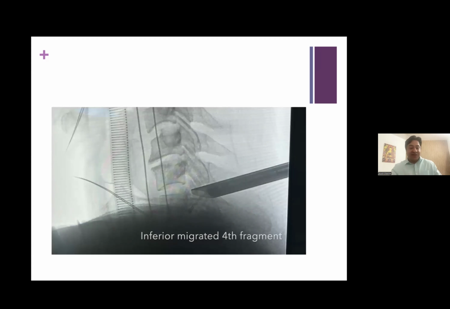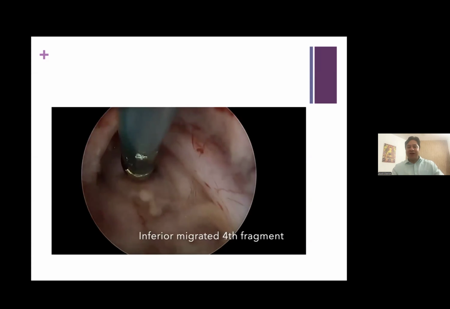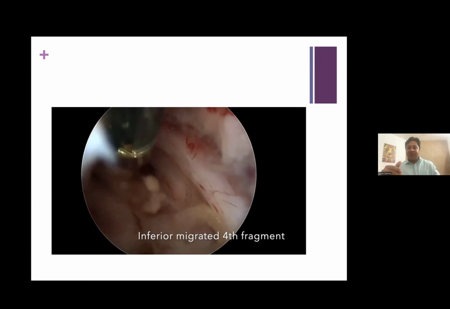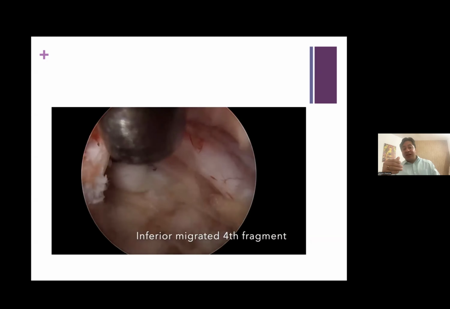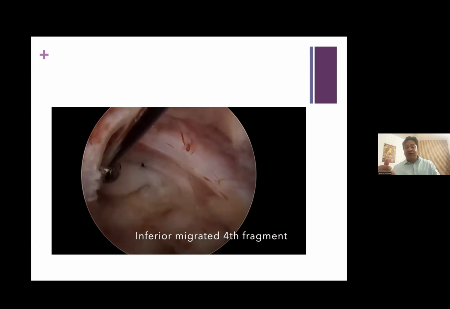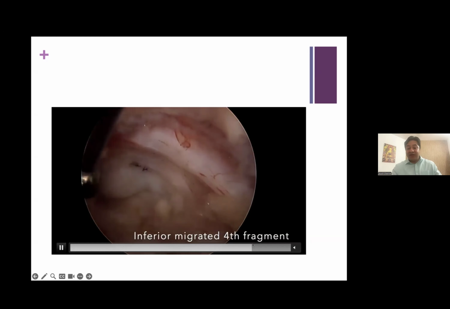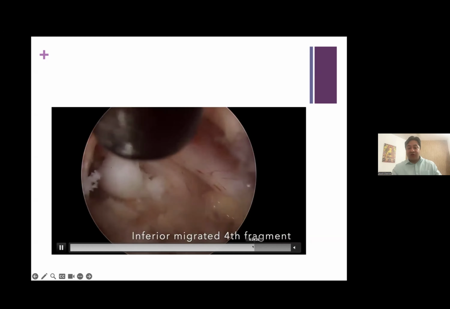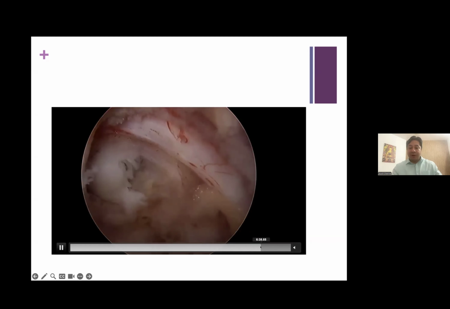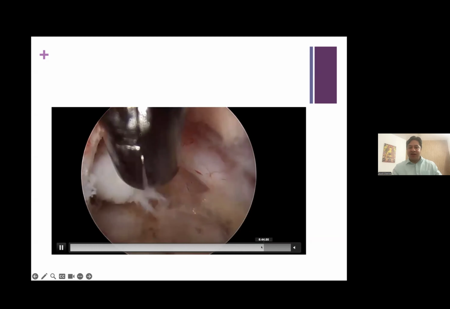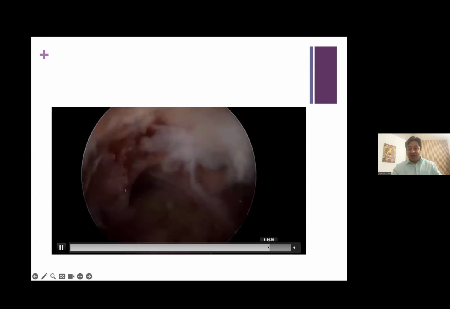Look where you can reach, and that is the beauty of the endoscope. Because of the angle you get, because of the 30-degree vision, you can even go so far down and remove some of the fragments which are very, very difficult if you are thinking to do this any other way around. And this is the fourth fragment, the inferiorly migrated fragment, which was the main culprit in this case. And then you go and remove it, and that's it. That is the end of your foraminotomy and the end of the discectomy.